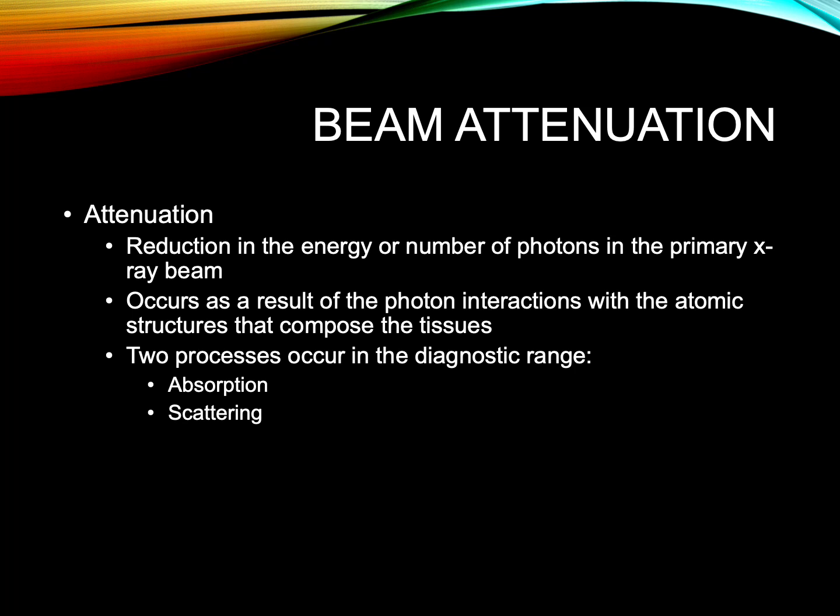Two distinct processes occur during beam attenuation in the diagnostic range. We have absorption and scatter within the patient's body. So the primary X-ray beam, a portion of it is absorbed by the patient, and then also a portion of it is scattered. So that is beam attenuation. And then what you have left over that did not absorb or scatter is going to create the image for you, which is a very, very small percentage of the primary X-ray beam that comes out of the tube initially.